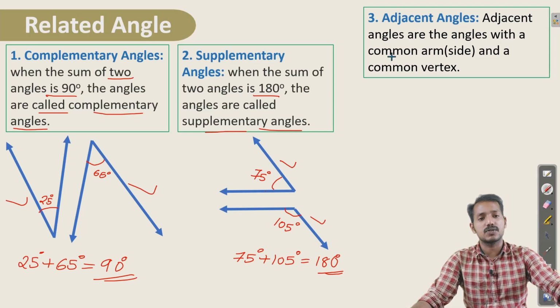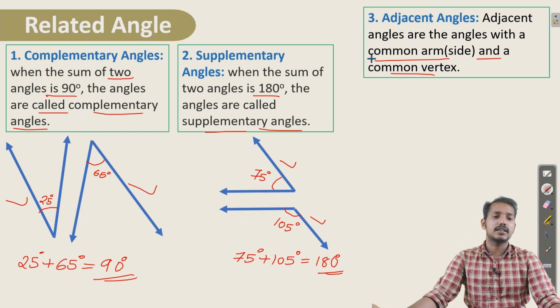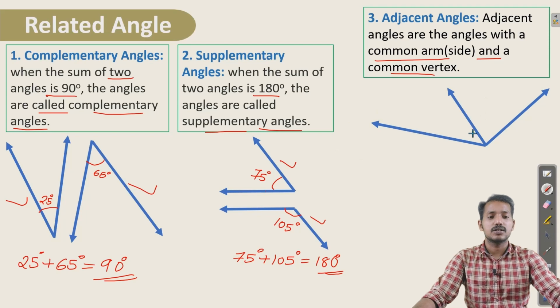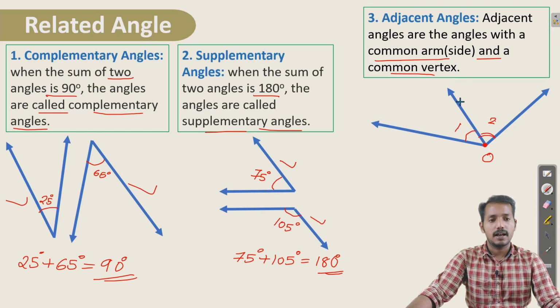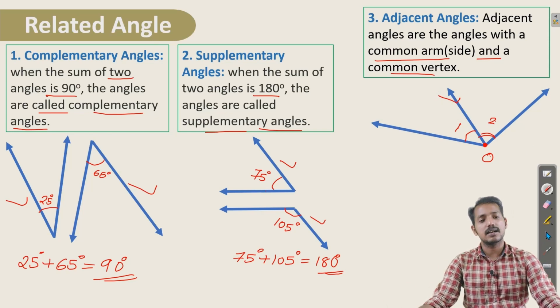And the next relation is adjacent angles. Adjacent angles are angles with a common arm and a common vertex. If two angles have a common arm, that is a side of the angle, and a common vertex, then we call such types of angles adjacent angles. See here, this is one angle and this is another angle. Two angles we have. And here, this is the common vertex of both angles. For example, we can call it O. O is the vertex of the first angle as well as the vertex of the second angle. And this is the common arm. So these two angles are called adjacent angles.